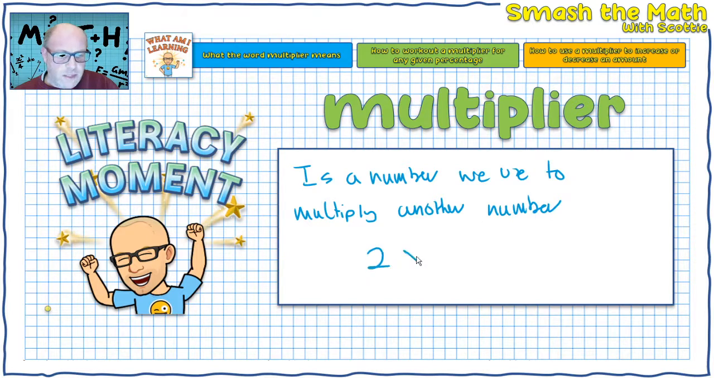So if we take an example, 2 times 8. So 2 is a multiplier of 8 because we're saying that we're multiplying 8 by 2. Okay, and likewise 8 is a multiplier of 2 because we're multiplying 2 by 8. So a multiplier is any number we use to multiply another number. That's all it is. But it's really important when we're looking at doing percentage increases and decreases.